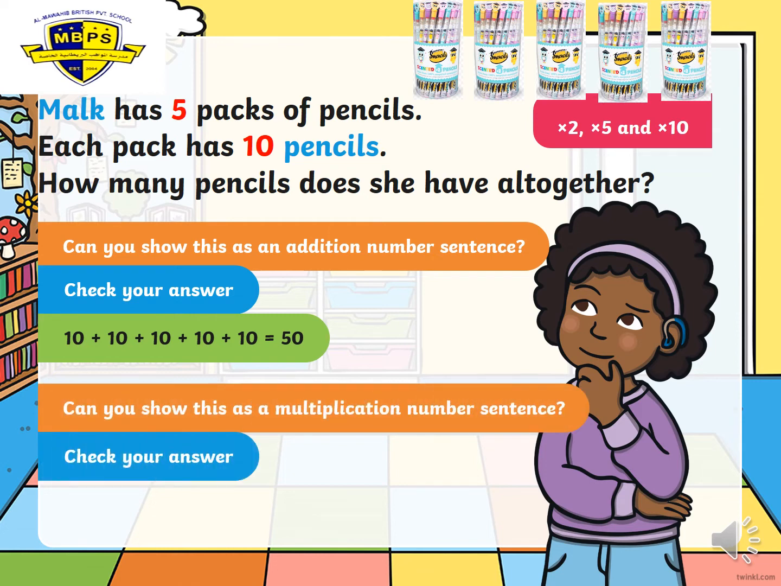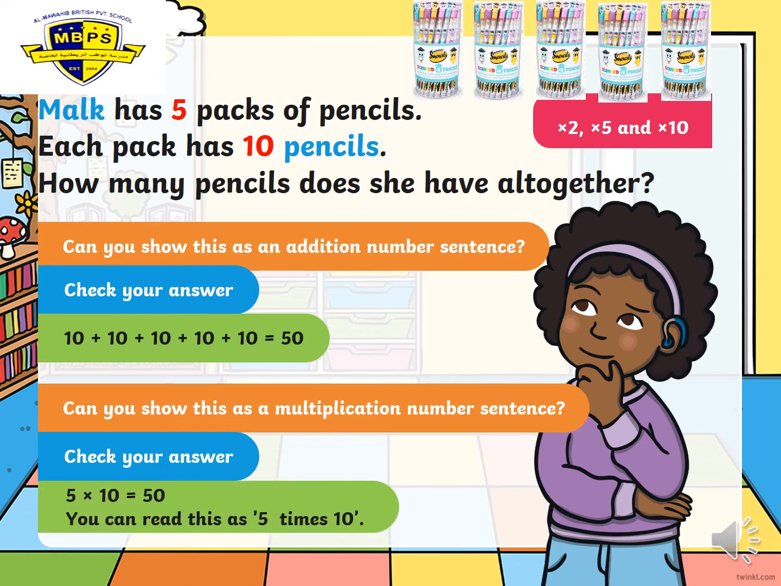Now, can you show this as a multiplication number sentence? Of course we can, because we are repeating the same number. So we can write this as a multiplication sentence. How many times do I repeat, or how many groups do I have? 5. Times what I repeat? 10. So 5 times 10 equals 50.